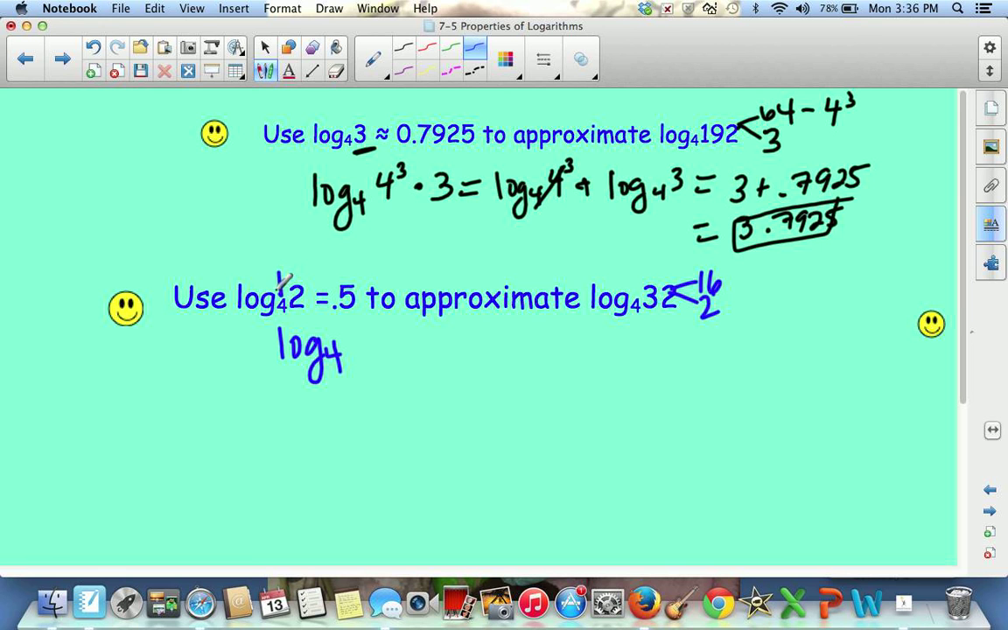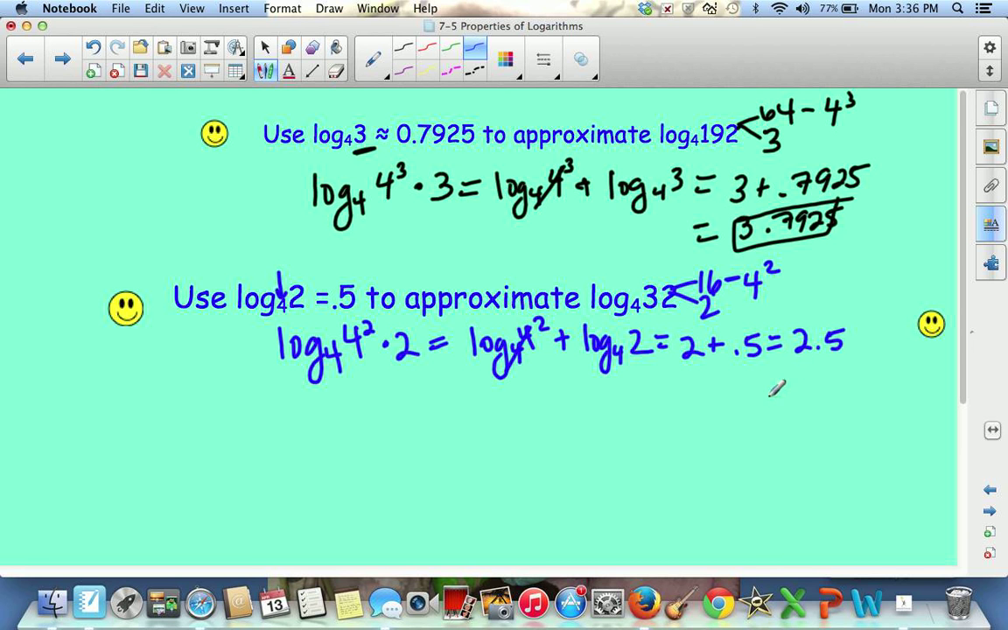Can 16 be split up into something with this base? Sure it can. That would be 4 squared. So we could have log base 4 of 4 squared times 2, which gives us log base 4 of 4 squared plus log base 4 of 2, which then gives us, these cancel out, so that's nice. 2 plus log base 4 of 2, which is given to us as 0.5, so then we get 2.5. And that'll be our answer.